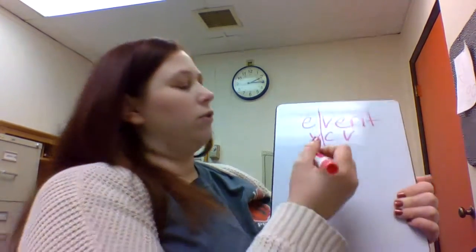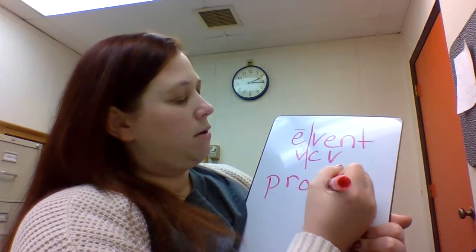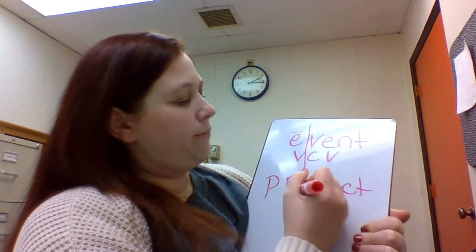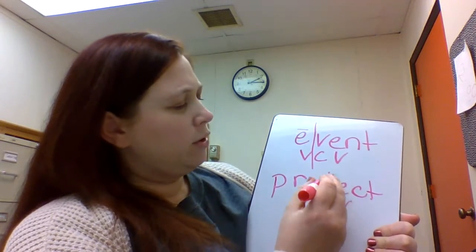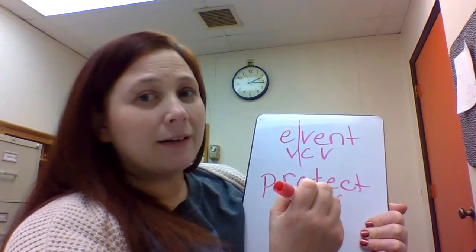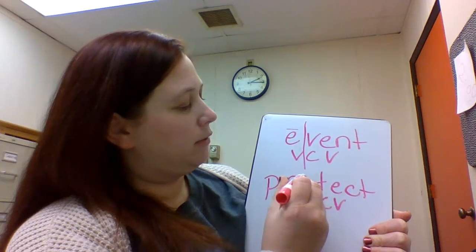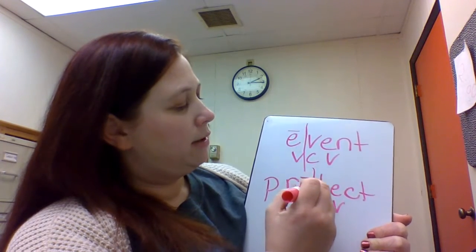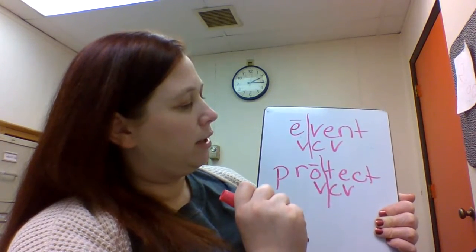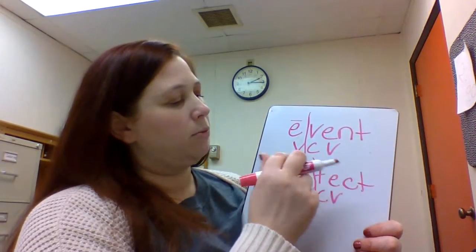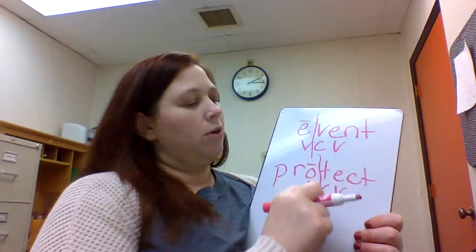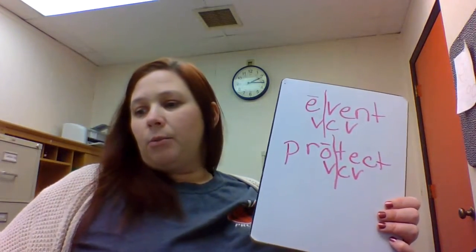We can do this also with O. Here we have vowel, consonant, vowel. If we draw a line here, it would be prot-ect. That doesn't really make sense. We know it needs to be pro-tect. So we would draw our line there and do a macron on our O, because here then we have an open syllable. Remember, when we do our syllable line, then it becomes open.